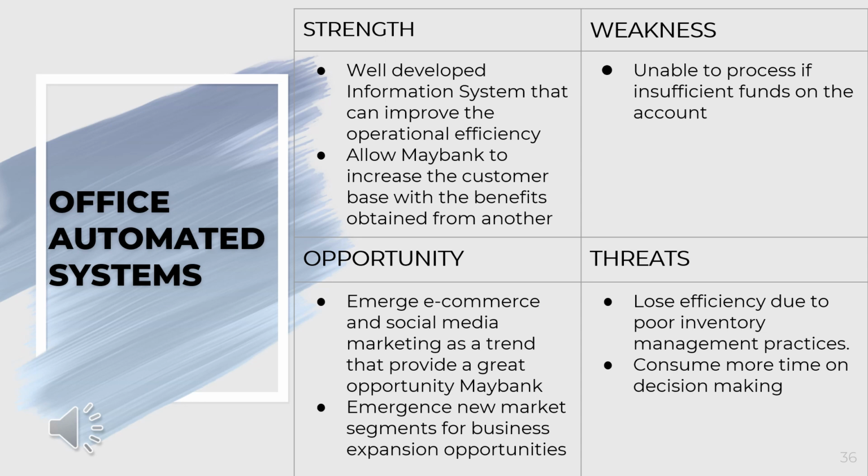The next slide is the second last SWOT analysis, which is the Office Automated System. The strength is a well-developed information system that can improve operational efficiency, and it also allows Maybank to increase the customer base with the benefits obtained from another. The only weakness it has is being unable to process if there are insufficient funds in the account. Same goes with Maybank auto credit system.